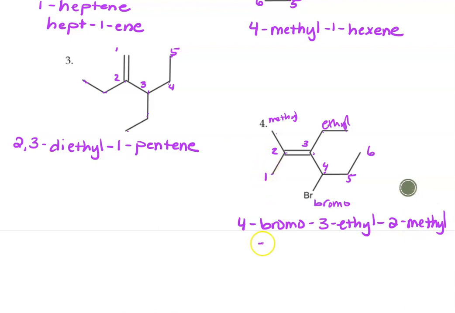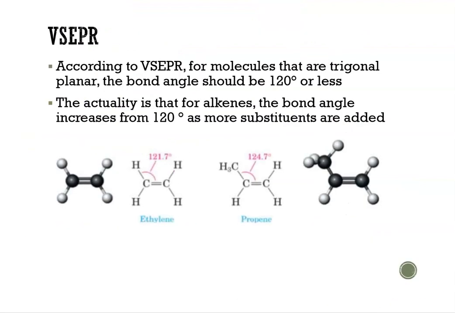And then my double bond is also on the second carbon, so this would be 2-hexene. 4-bromo-3-ethyl-2-methyl-2-hexene. All right, spectacular. So let's talk a little bit about shapes here.